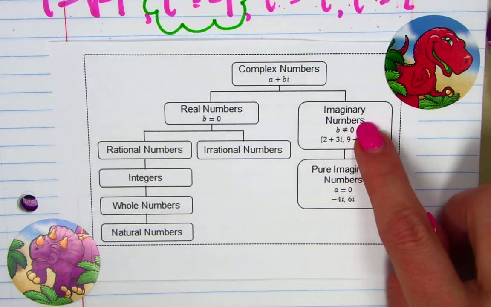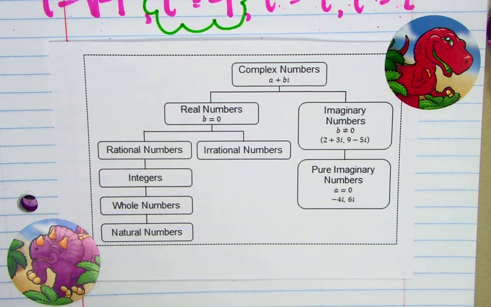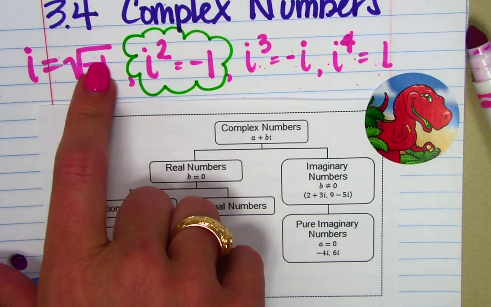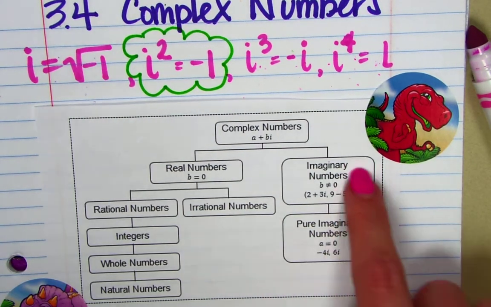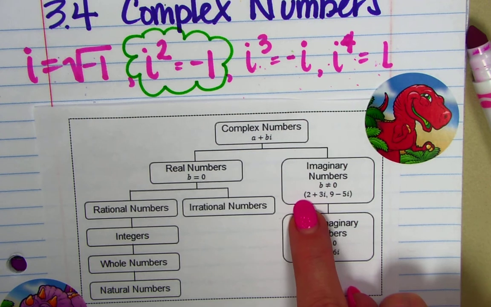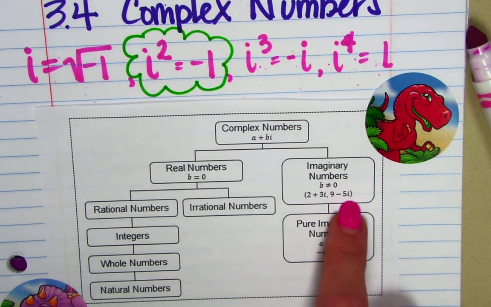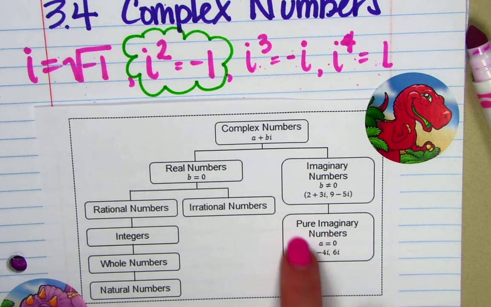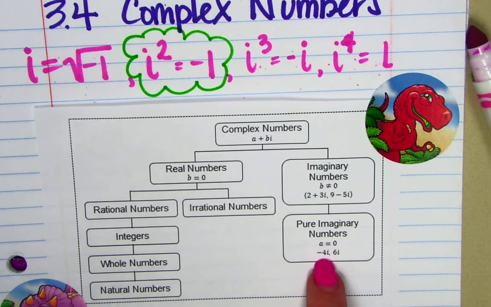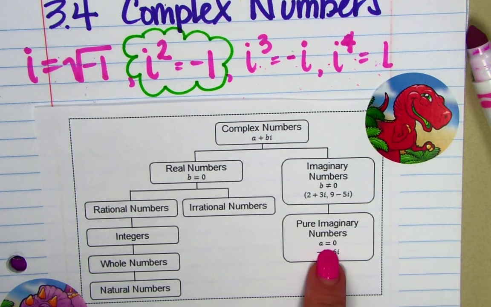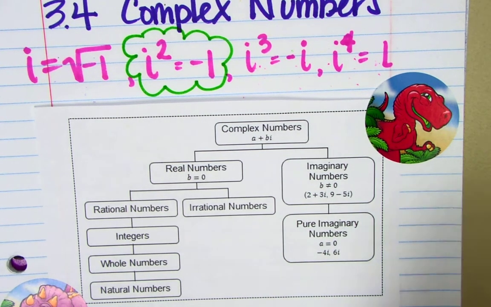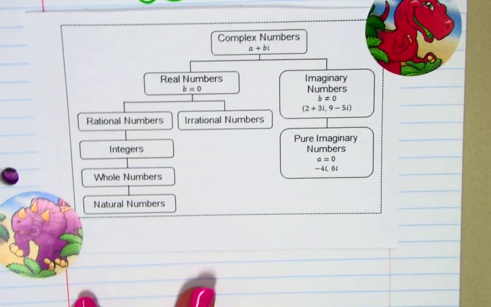Imaginary numbers have I. Like we talked about, it's got a square root of a negative in it. There's two different types: imaginary numbers have a part that's a real number plus or minus the imaginary, and then pure imaginary only has the part with the I. It doesn't have something added onto it. That's all, so that's just some definitions for you.